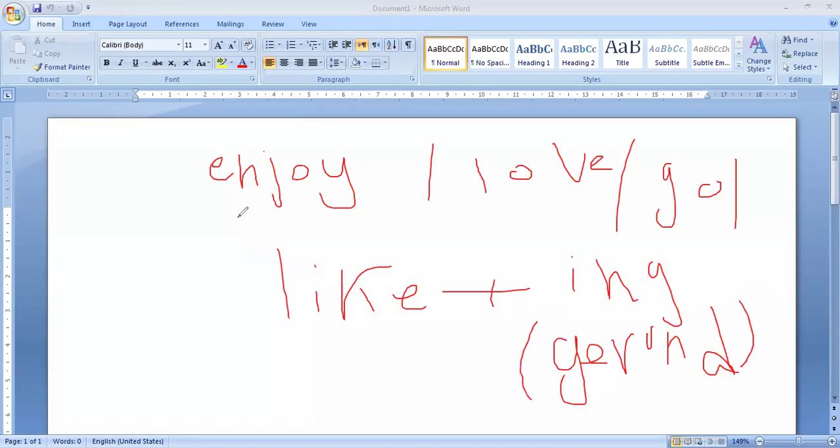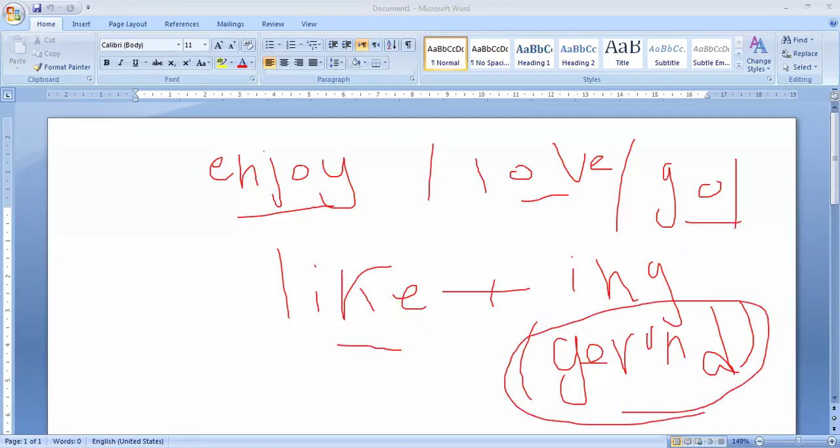So if we see enjoy, love, go, or like, we must put the verb in the ing form. Don't put two verbs in the same tense in the same sentence. We have the verb in tense and another verb with ing added, like playing, like going, love doing, or go swimming, and so on. So we must put ing on the verb that follows these verbs.